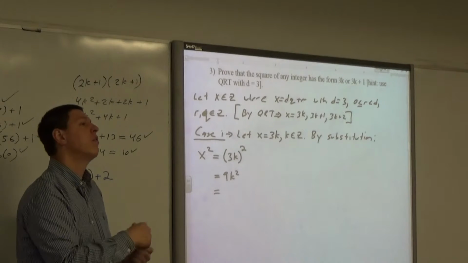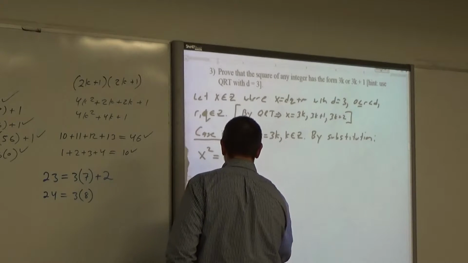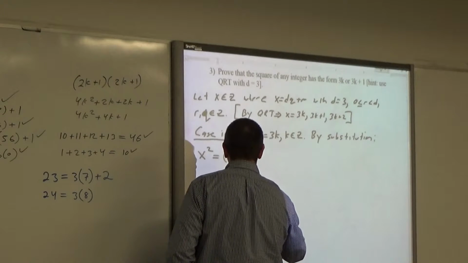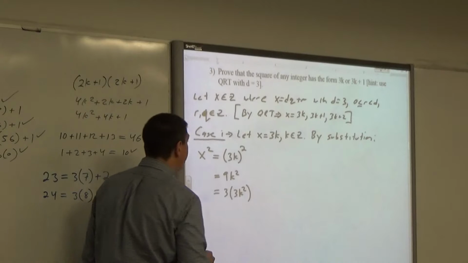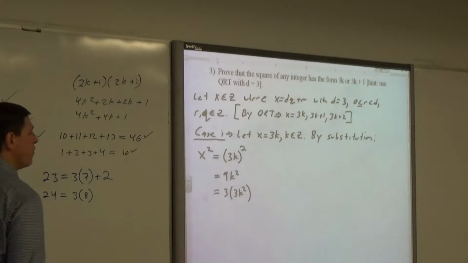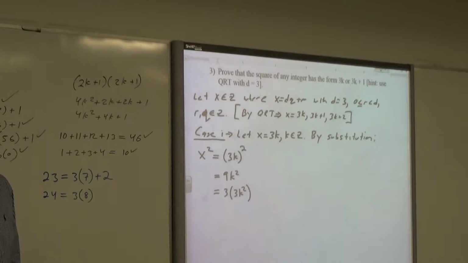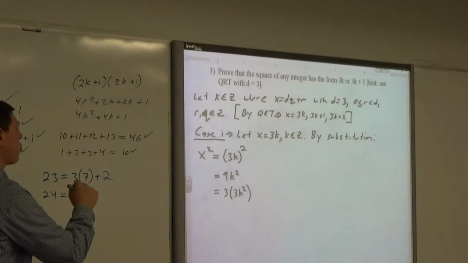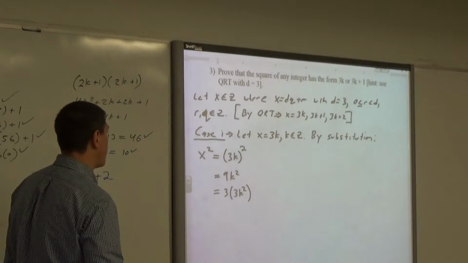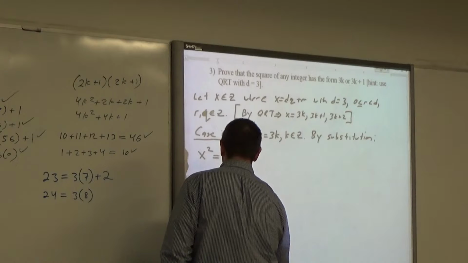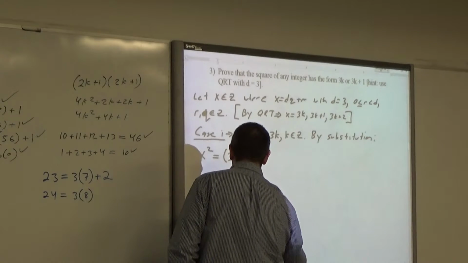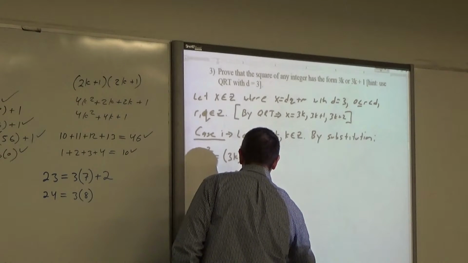Take the square root. Factor out 3. Yeah, we can just write it as 3 times quantity 3k squared, just by a common factor there, or just by computation if you would. And then guys, don't we know that quantity 3k squared is just like a p or something like that? Yeah. So that's going to be equal to 3p, where p is an integer.